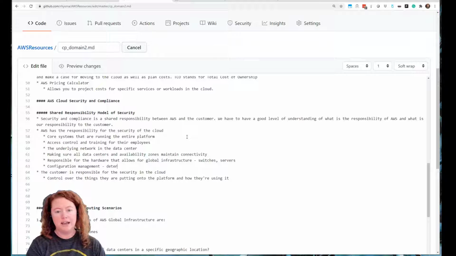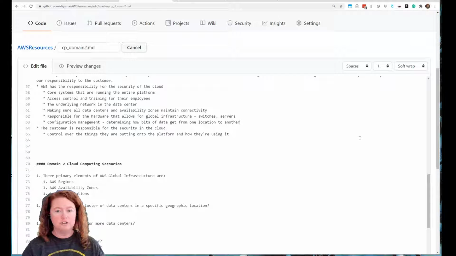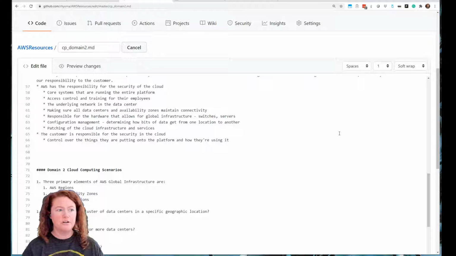So determining how bits of data get from one location to another, right? We can't control that. Amazon controls that. That's their responsibility. They also handle patching of the cloud infrastructure and services to make sure that everything is patched and secured.